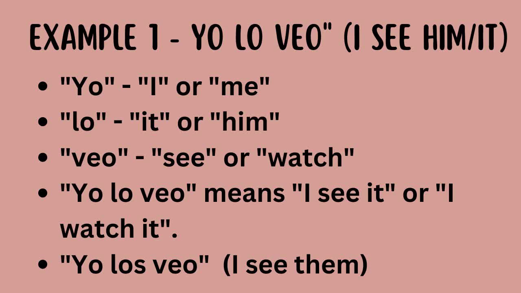The word lo can change depending on the gender and number of the noun it replaces. For example, if you see a cat, you would say, yo lo veo. I see it. But if you see a female cat, you would say, yo la veo. I see her. If you see 2 cats, you would say, yo los veo. I see them. And if you see 2 female cats, you would say, yo las veo.